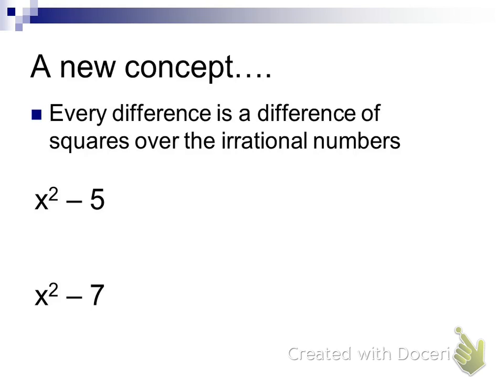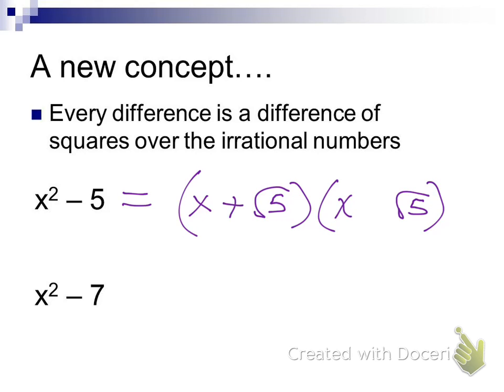This new concept tells us that every difference is a difference of squares if we're allowed to factor over the irrational numbers. Like what we've done so far, we're just looking for the squares of rational numbers. 6 squared is 36. 5 squared is 25. So x squared minus 36 is x plus 6, x minus 6. Those are perfect squares. But doesn't 5 have a square root? Yes. So 5 is the square of something, and this can still factor as the product of the conjugate of the squares of these two things. So watch this. What's the square root of x squared? X. What's the square root of 5? Square root of 5. So we can factor this as x plus the square root of 5, x minus the square root of 5.